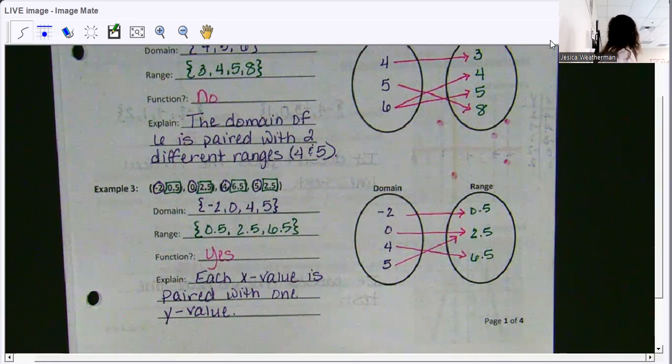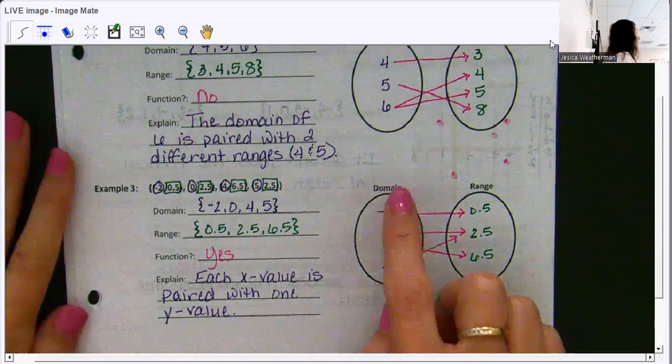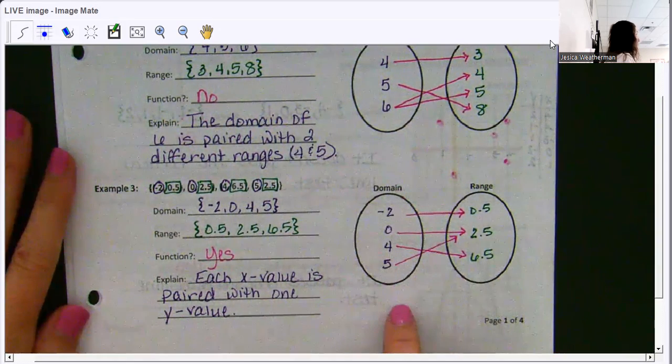Are there any questions? Yana? Why is it a function if 2.5 has 2 values? Because it's only the domain that can't have 2 values.